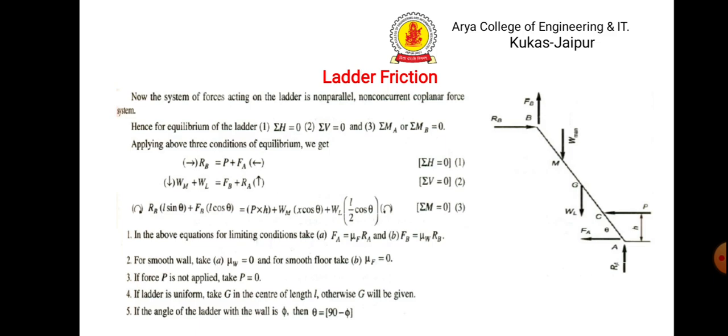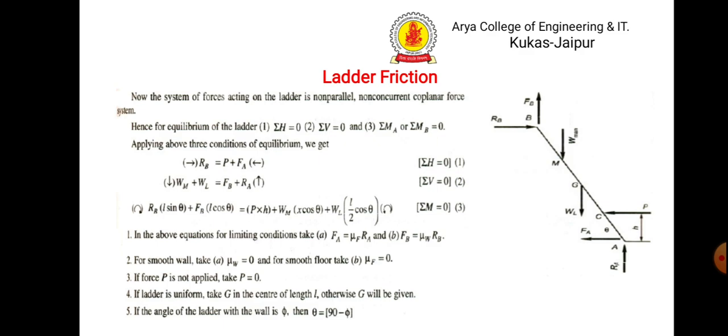Now if we apply the summation of all vertical forces equals 0, then all vertically downward forces will equal all vertically upward forces. Vertically downward will be Wm and Wl. So Wm plus Wl equals Fb plus Fa.